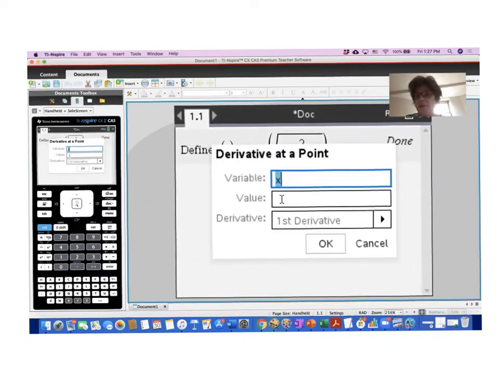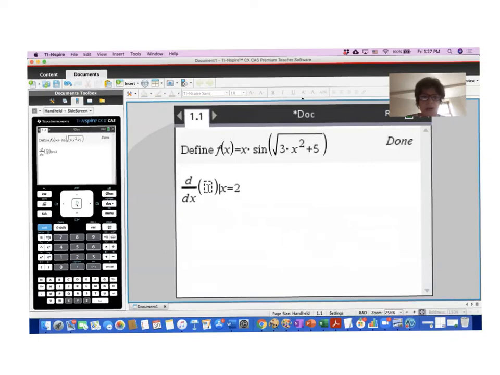Okay, and it's going to ask us, what's the variable x? Sometimes our variable might be t, whichever way you define your function. And we want the derivative at 2. Oh no, x is here, 2 is here, I got it reversed. And we want the first derivative. So I'll leave it. And we press OK. So here, notice the calculator sets it up for you. We have to type in the function we want. So it's f of x.